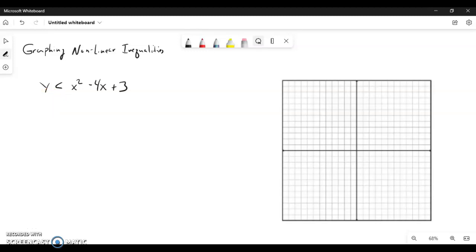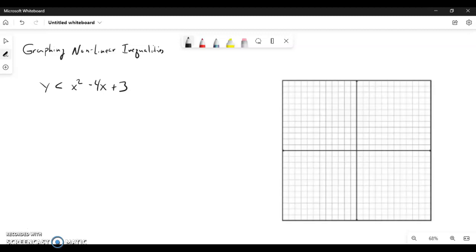Okay, so in this video we're going to start talking about how we graph non-linear inequalities. So now instead of being a line, we're going to run into quadratics and things possibly in the future, maybe, that are not linear as well outside of quadratics. So starting off here with this first problem, I have y is less than x squared minus 4x plus 3.